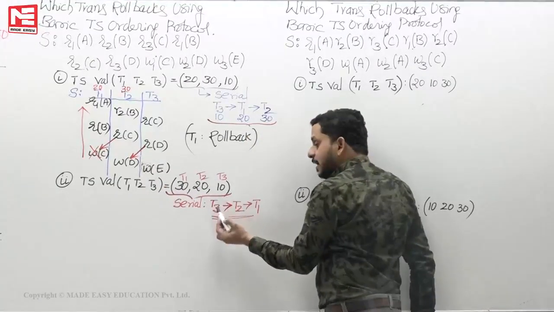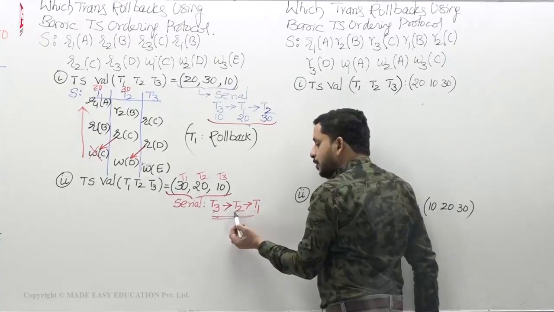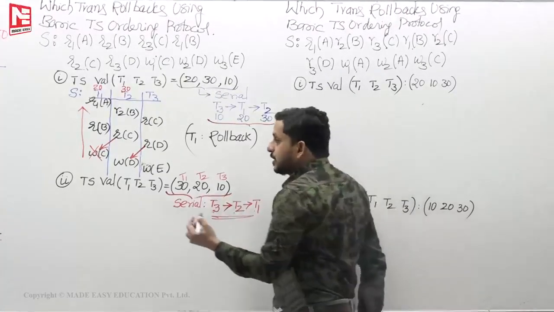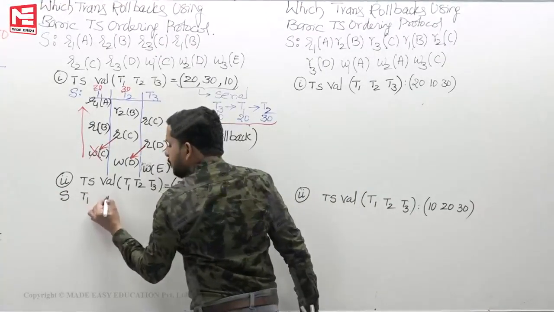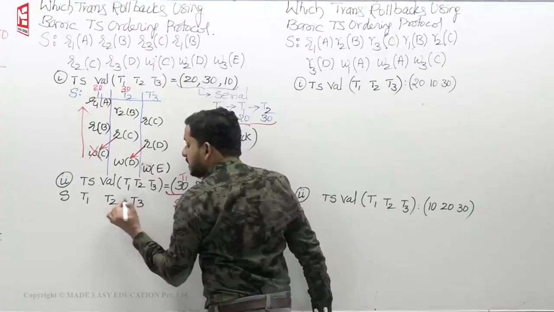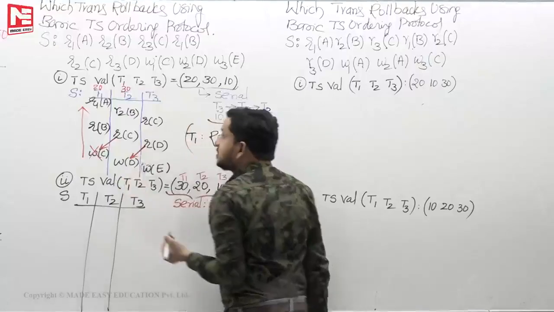What conflict pairs are allowed? T3 preceding T2 is allowed. T3 preceding T1 is allowed. T2 preceding T1 is allowed. Okay, let me write the schedule. T1, T2, T3 are the transactions.